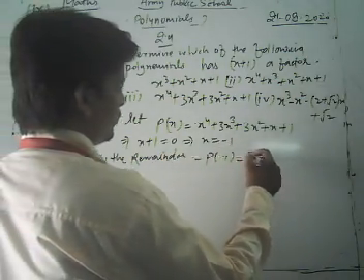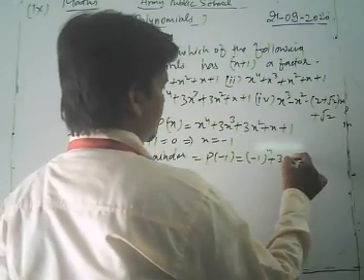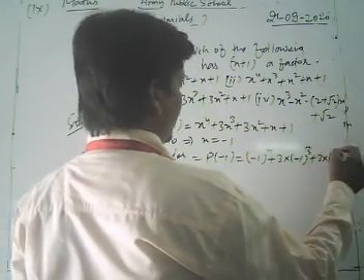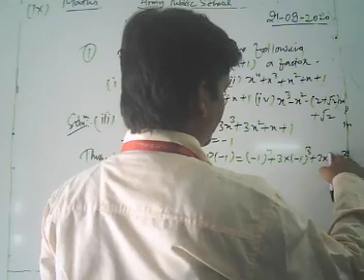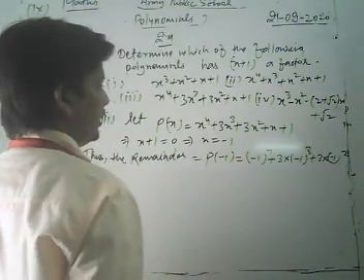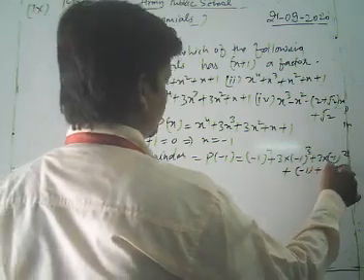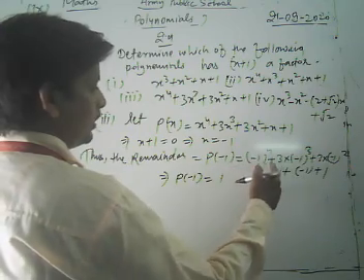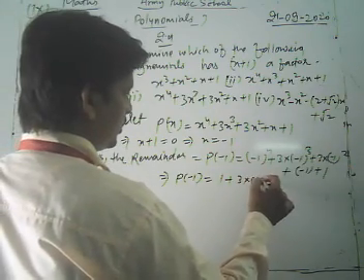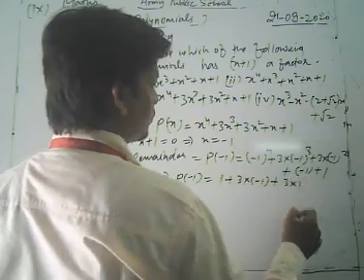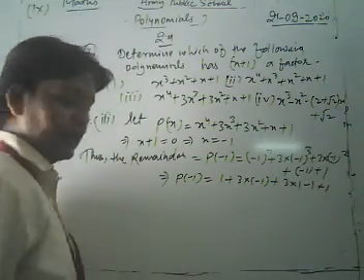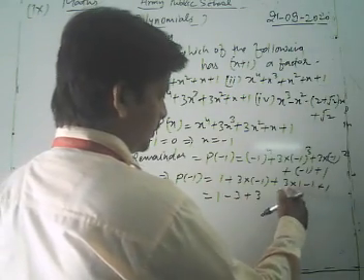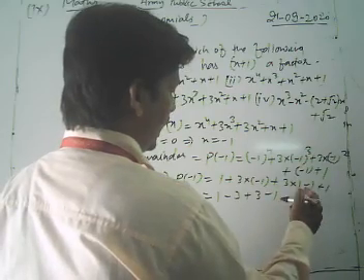Now (-1)^4 + 3 into (-1)^3 + 3 into (-1)^2 + (-1) + 1. Now let's see the solution. P(-1) is equal to what? Here plus 1. Now here plus 3 into minus 1, here plus 3 into plus 1, this is minus 1 and plus 1. Now we put 1 minus 3, this is plus 3, then minus 1 and plus 1.